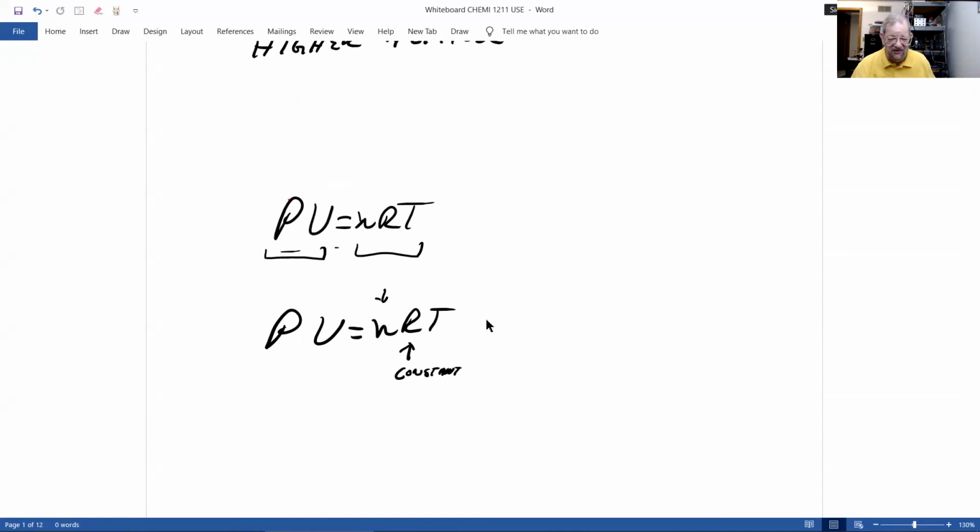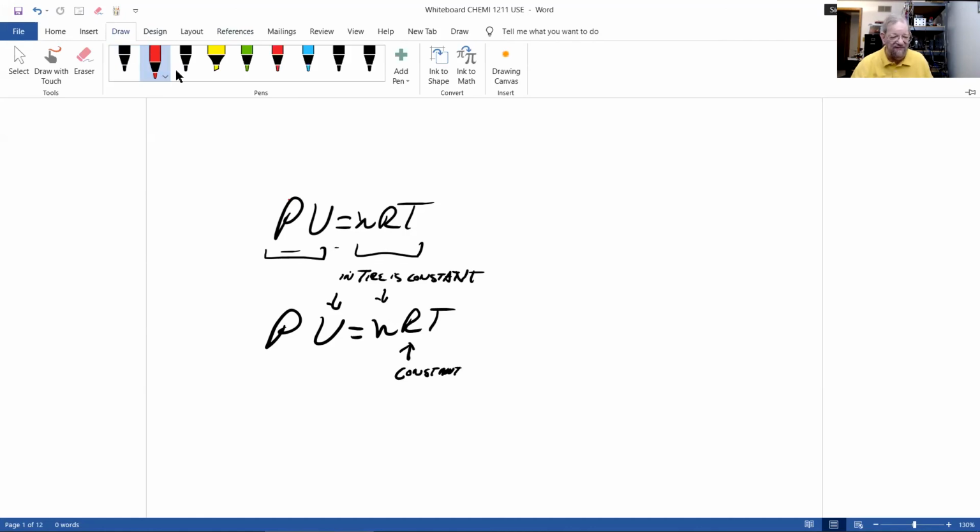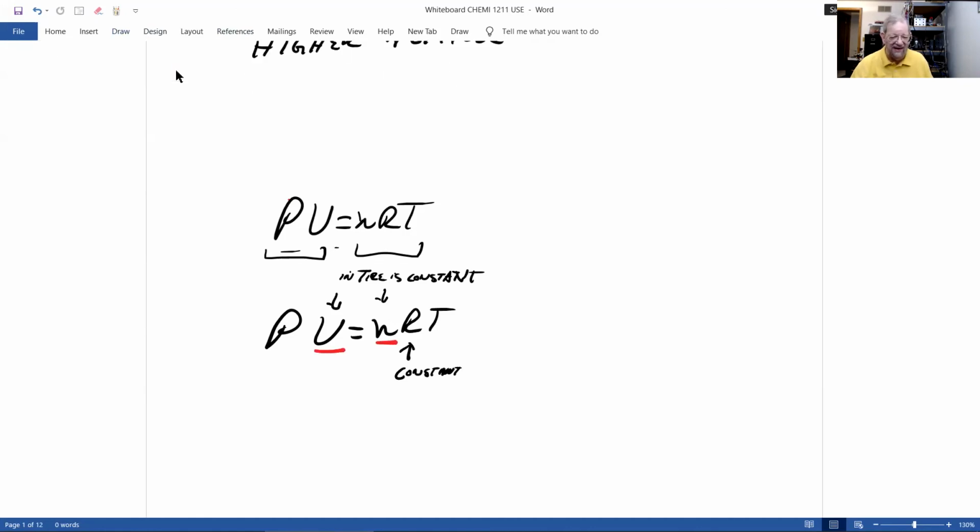And in your tires, unless you get a flat, and I hope you don't, they're not fun, n should be constant. And volume in your tires, also, unless you get a flat, is a constant. So if we look at this, V, n, and R are going to be constant.